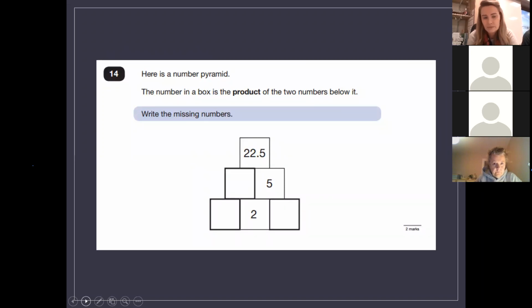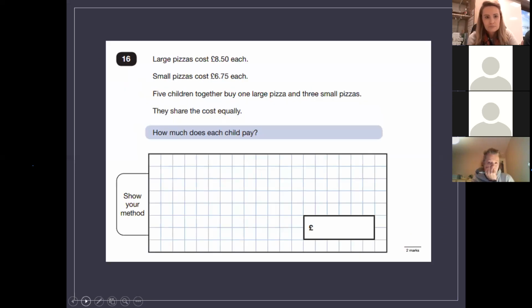So you can see it just takes a bit more brain work. There's a number pyramid. The number in a box is the product of the two numbers below it, write in the missing numbers. So the children just need to work out, okay, well, what does product mean? How am I going to work that out? How can I work backwards? And then just checking through and making sure their answer is correct. You can see that that one's worth 2 marks, because there's a couple more steps to that one. But that's just an example of what those might look like.